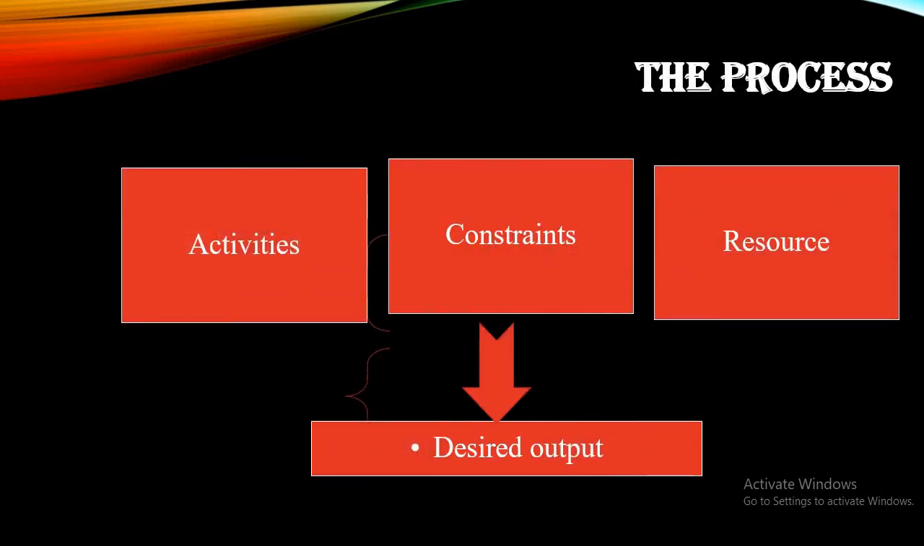So, next we are going to see about the process. What do you mean by a process? I have given a definition for you. The definition goes like this. A process is a series of steps involving activities, constraints and resources that produce a desired and intended output. Okay, so what are these activities?